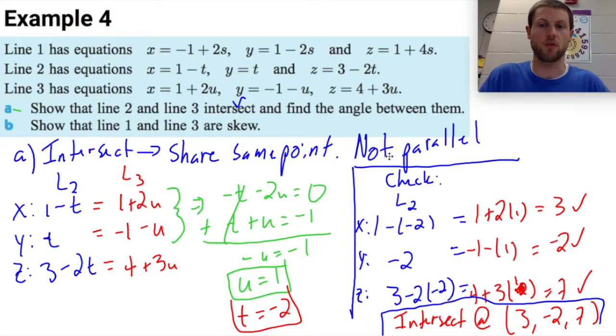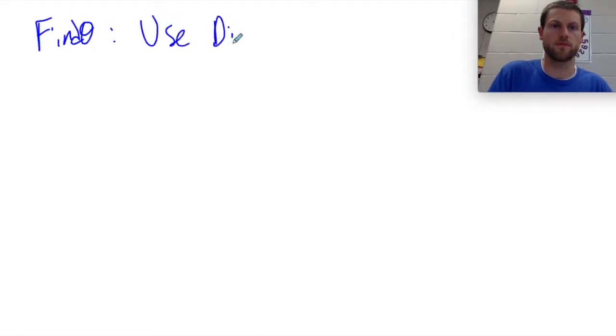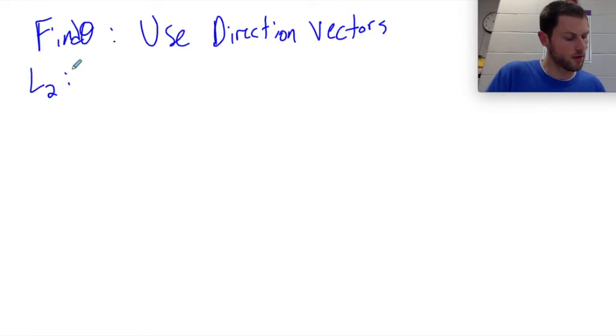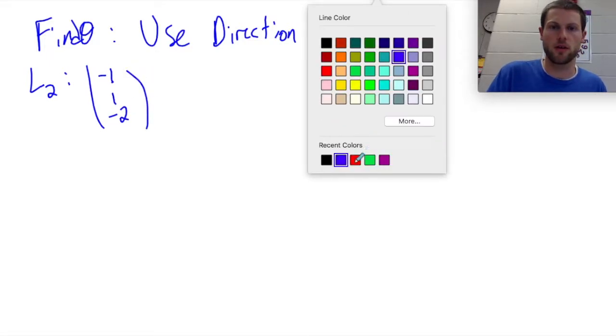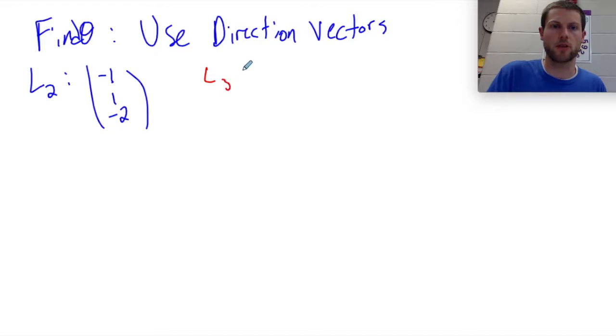Now let's find the angle between these two things. So I'm actually going to open up a new page here. And if I want to find the angle between these two, I want to find theta. And in order to do that, I really only need to use the direction vectors between those two lines. So for L2, my direction vector was negative 1, 1, negative 2. And for L3, my direction vector is 2, negative 1, 3.